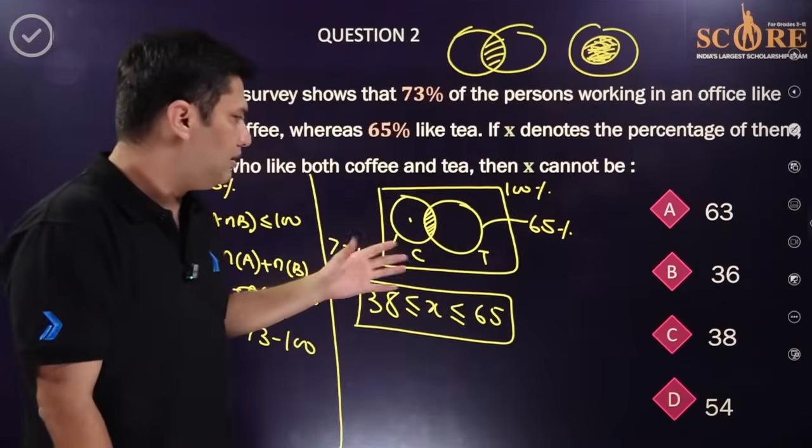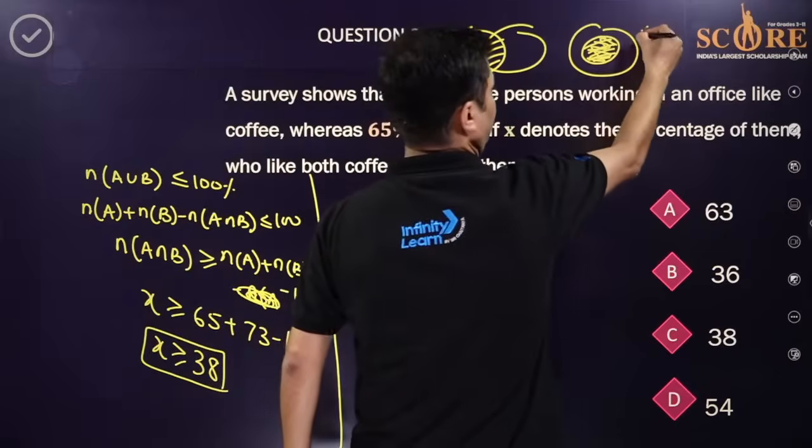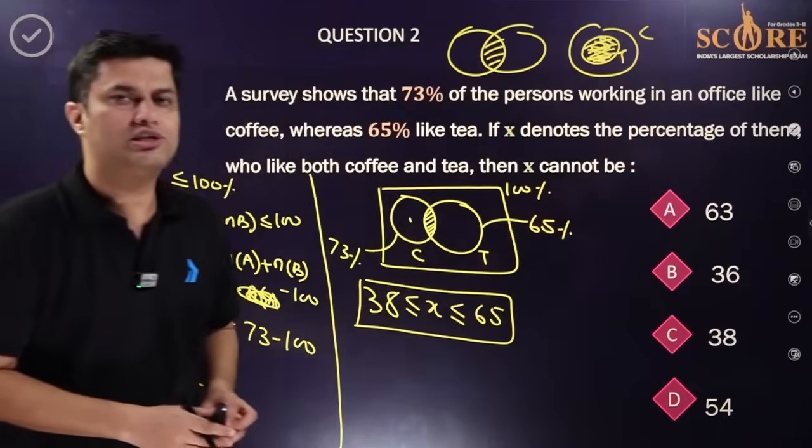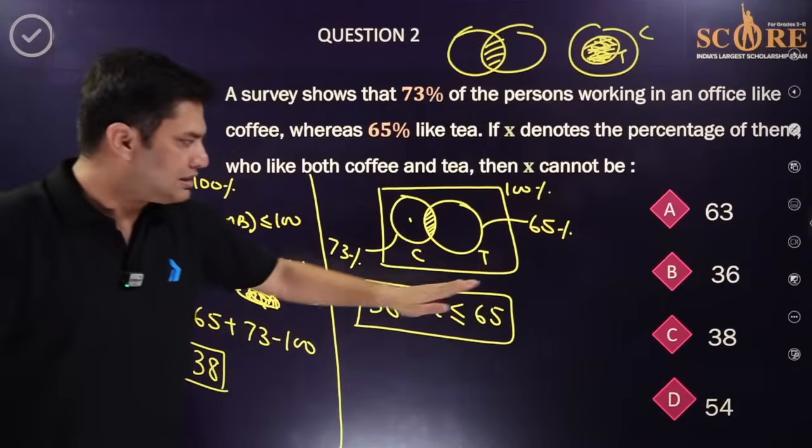That is, every person who likes tea also likes coffee. So this is coffee, this is tea. So all 65% of people also like coffee. So that is the maximum intersection, 65.